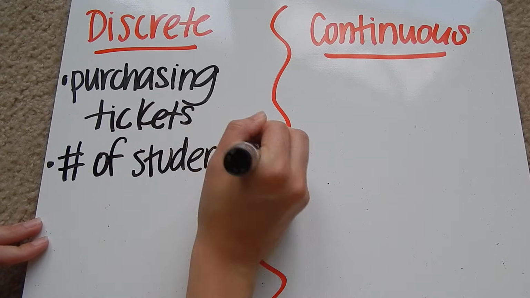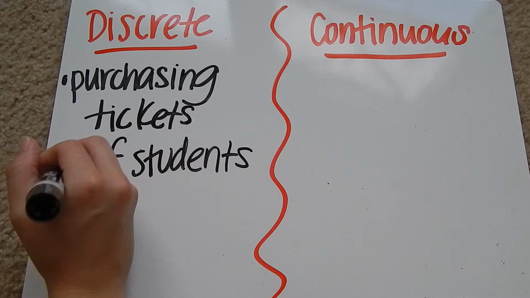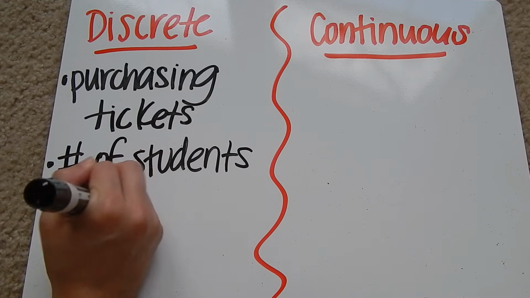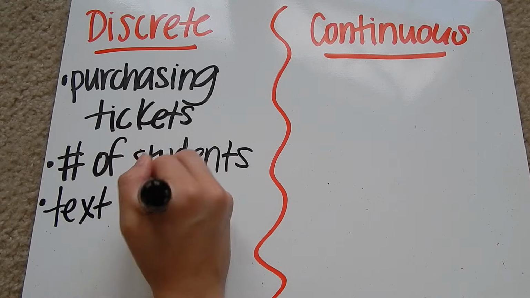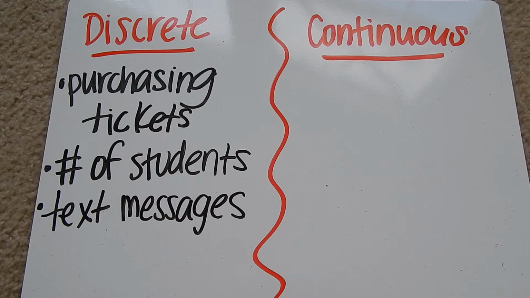Students also cannot be broken down into fractions, so that is discrete. Something else could be text messages. You don't ever just receive half a message. When someone sends you a message, you get the entire thing. So text messages are discrete.